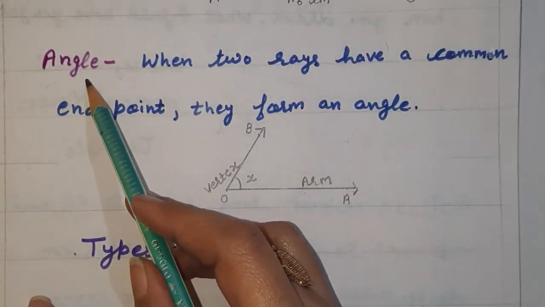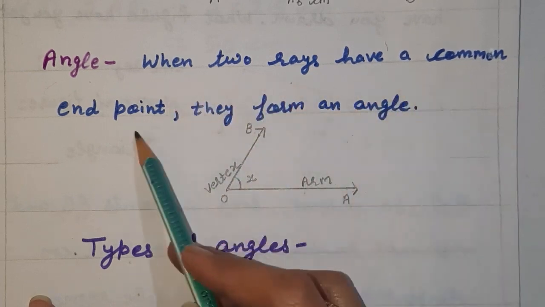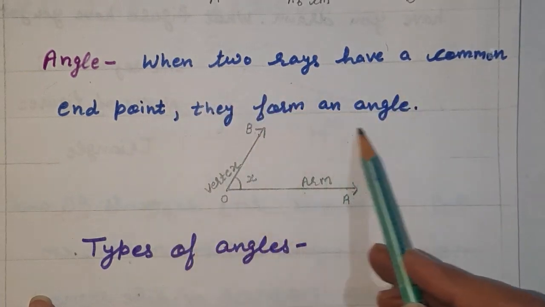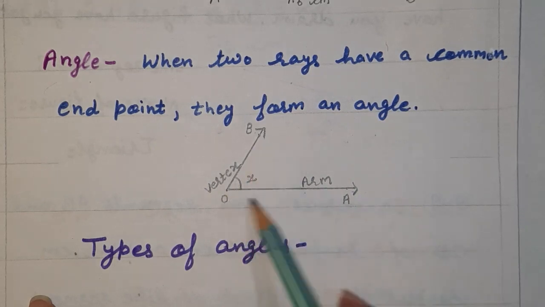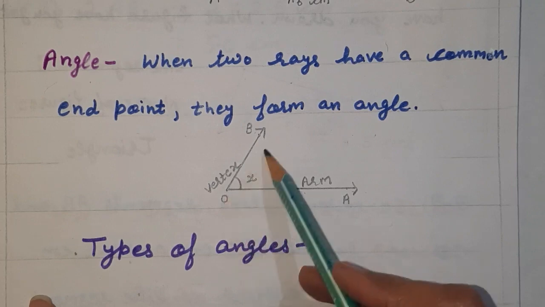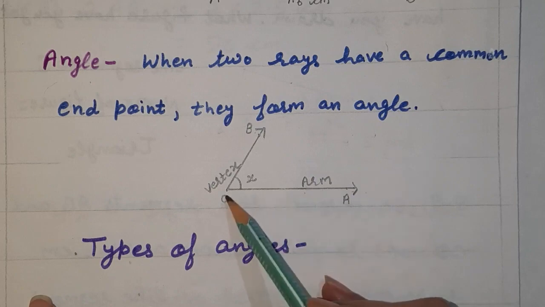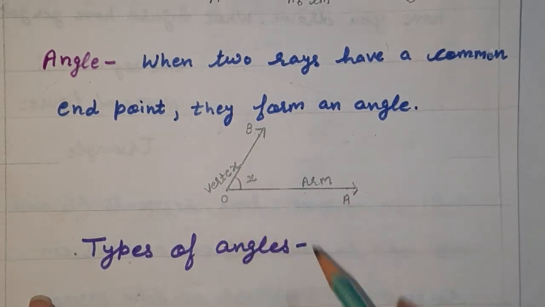Now the next subtopic, angle. When two rays have a common endpoint, they form an angle. These are two rays, OB and OA, and this is the common endpoint. At that common endpoint, these two rays are meeting. So the common endpoint is known as vertex and the figure formed is an angle.